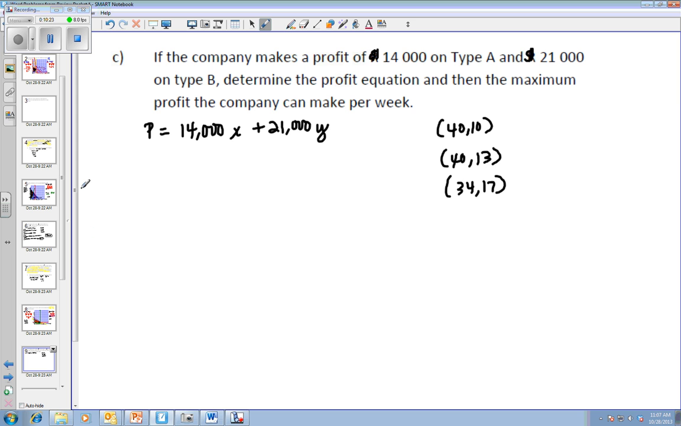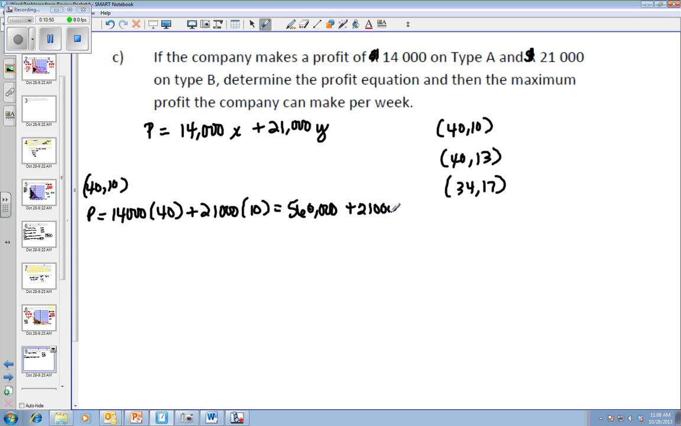Okay, so let's try each one. First one I'm going to try is 40, 10. So profit equals 14,000 times 40 plus 21,000 times 10. So that's going to be 14,000 times 40, which is, wow, 560,000 plus 210,000. So those two added together is going to give me 770,000.